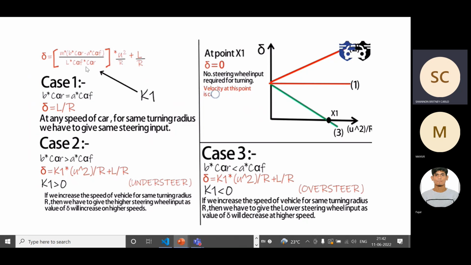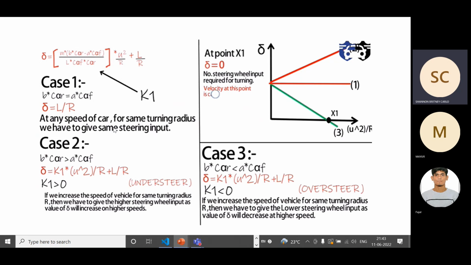So this is the equation we got from the previous slide. There are different cases. One is where B into CAR is equal to A into CAF. When these are equal, this whole term will go off and I'll be left with delta equal to L by R. So this tells us that at any speed of the car, for the same turning radius, we have to give the same steering input.